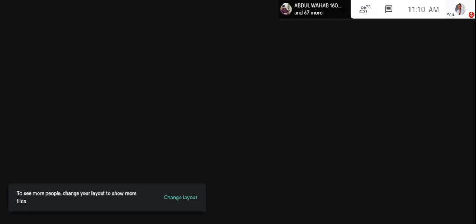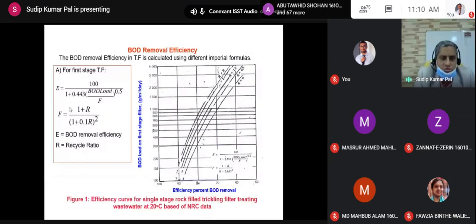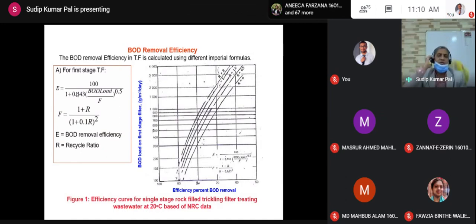ratio R. If there is no recirculation, then R is 0. In that case, obviously F is 1. And E is the equation to get the BOD removal efficiency. That means what we target and what we achieve.